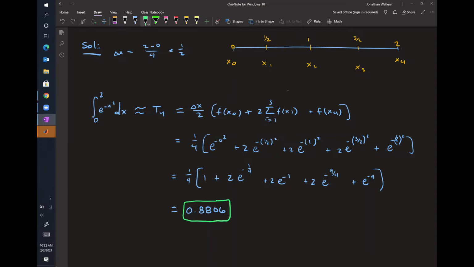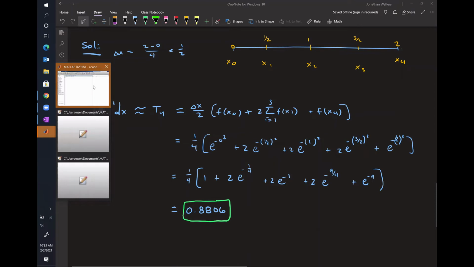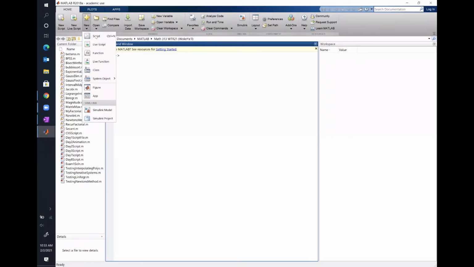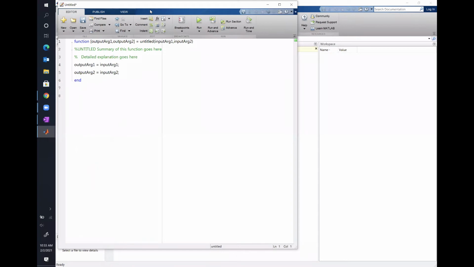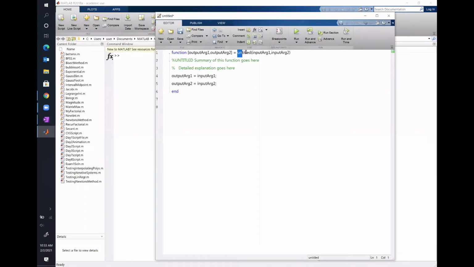Awesome. Let's program the trapezoid rule in Matlab. Let's write a function called trapezoid. It's going to take in a function handle that we want to integrate, a and b, or lower bound, upper bound, and n is going to be the number of subintervals we want to use for trapezoid. So let's create a new function, and we'll call this function trapezoid.